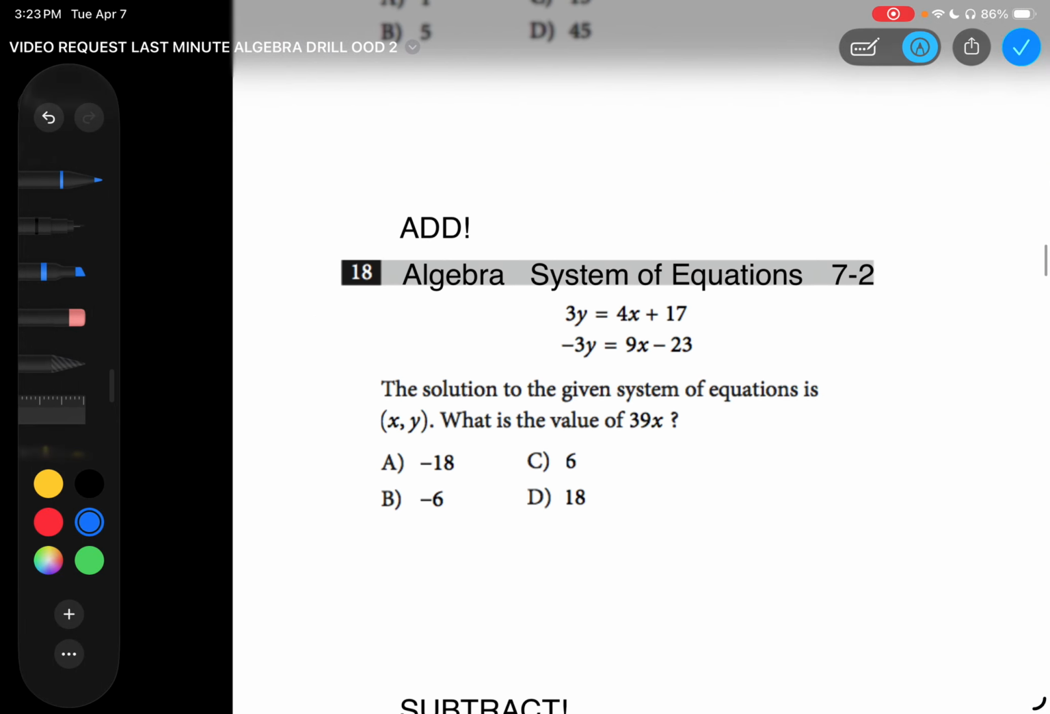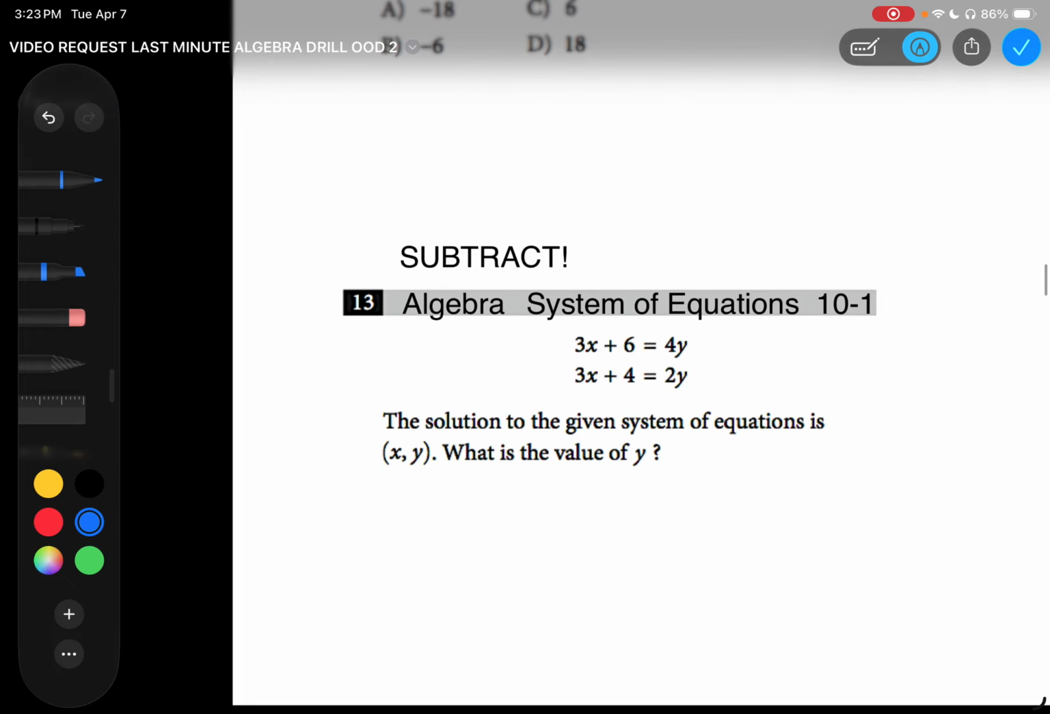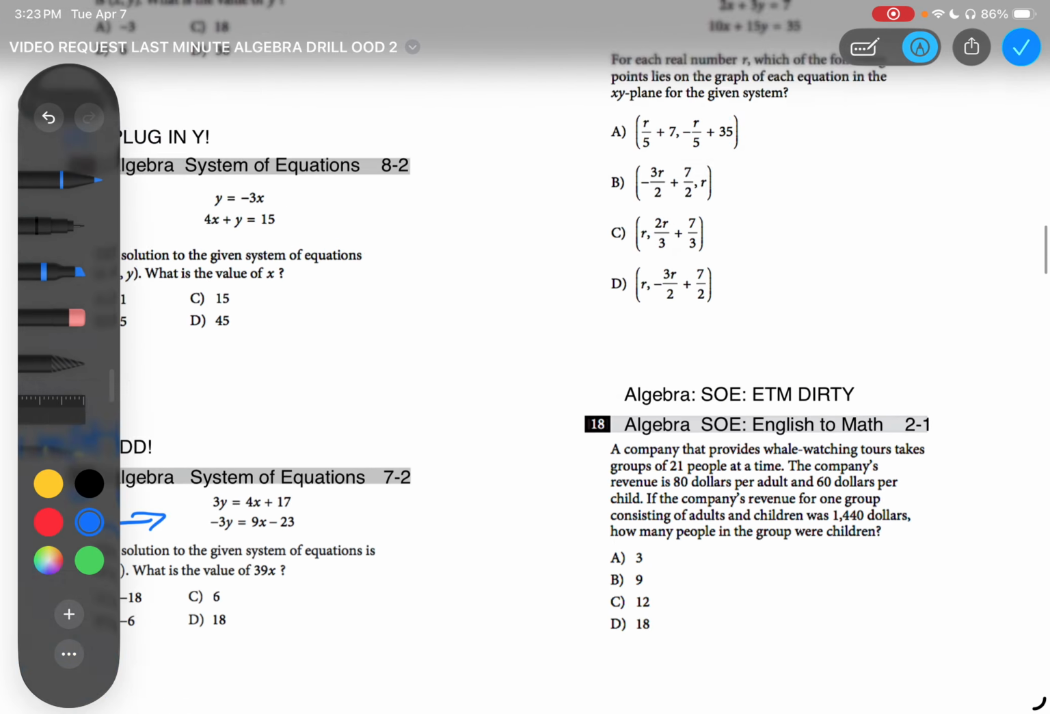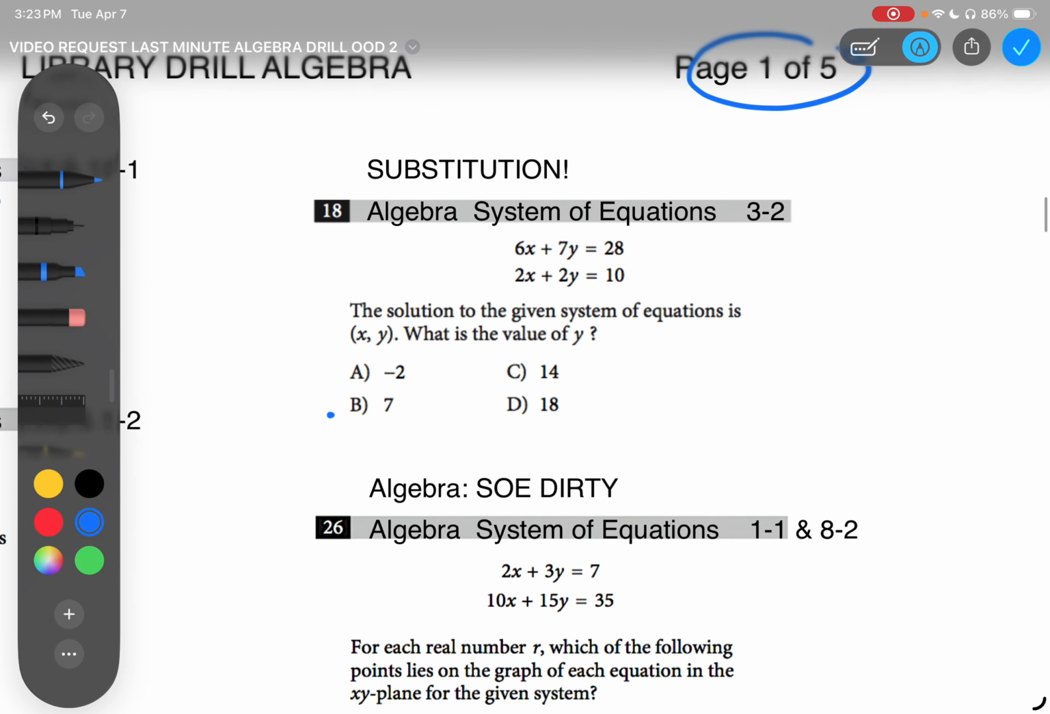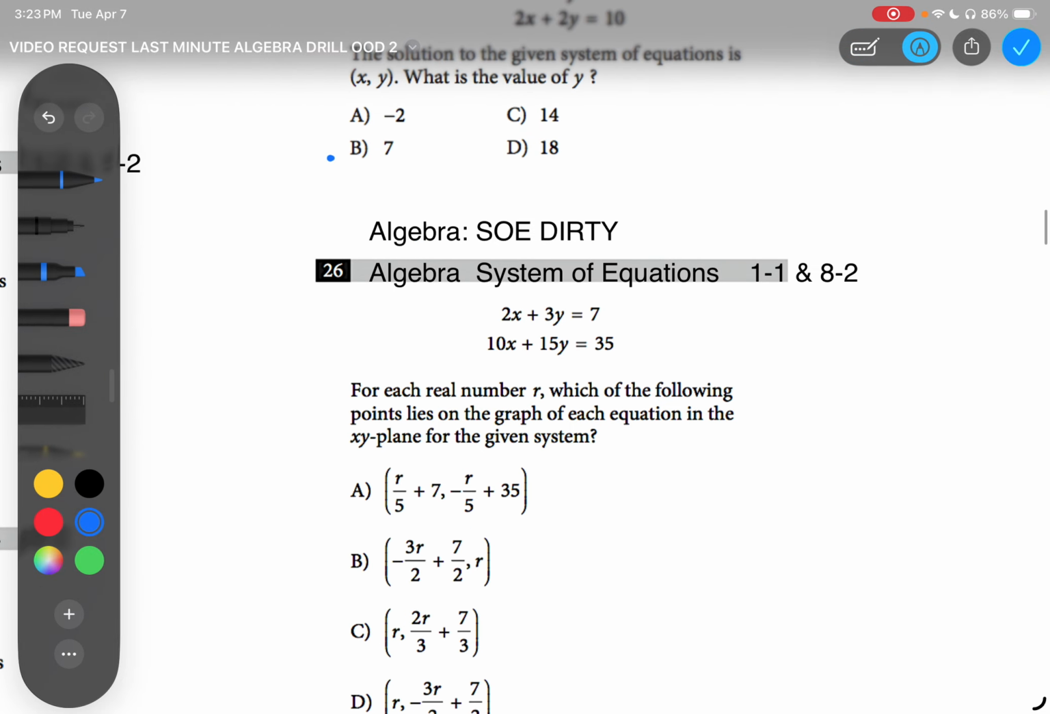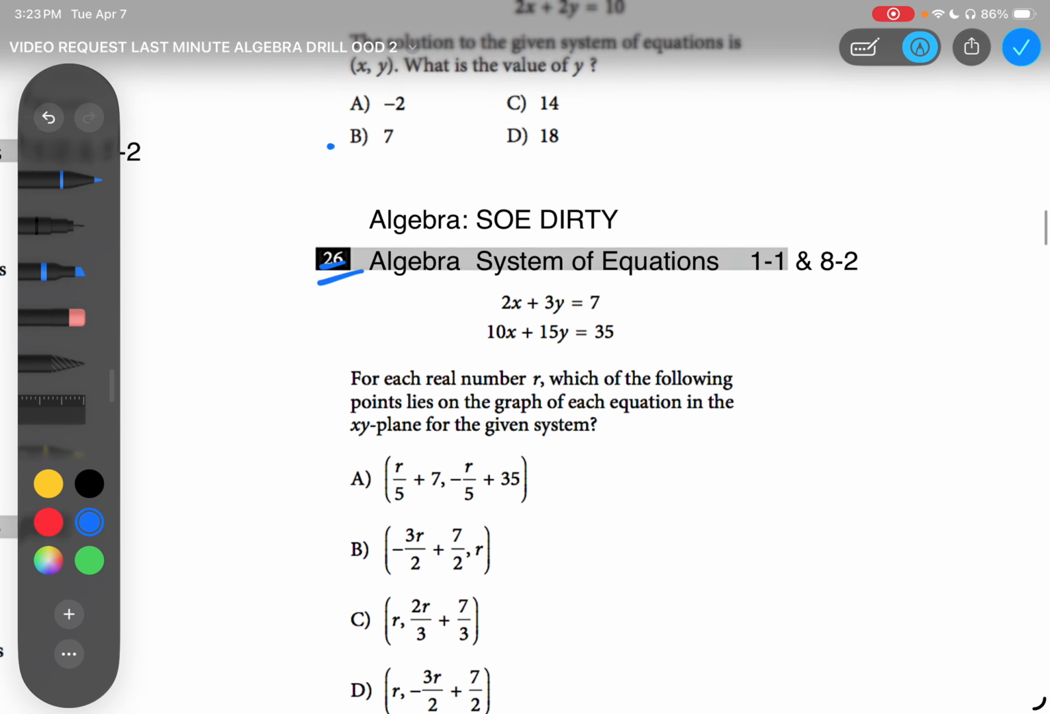Then we have this, still systems of equations. This question number 18 is on the border of medium and hard, which means that a good number of students didn't answer this correctly. Let's take a look at the next one. Question number 13, that's a true medium level question. We take a look at the next one on this page, 1 of 5. This is question number 18, which I'd say is on the border of medium and hard. And then we have the difficult questions. Look how high that number is. Now, this question 26 is greater than 22.